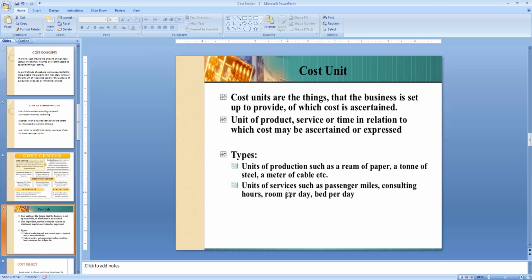What is called units of service is nothing but passenger miles, consulting hours, room per day, bed per day. One bed per day, that is a cost unit. Room per day will become a cost unit, right? So we allocate the cost on the basis of a product or service or time in relation to which the costs are expressed. That is called a cost unit.